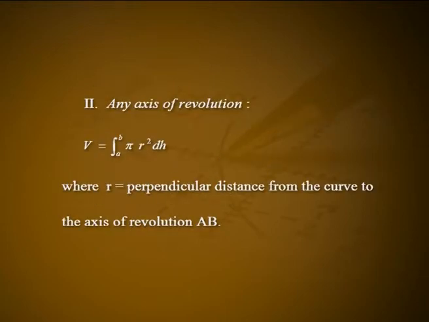Second, any axis of revolution, V is equal to integral from a to b pi r square dh, where r is equal to perpendicular distance from the curve to the axis of revolution AB. Third, the plane area is bounded by two curves.